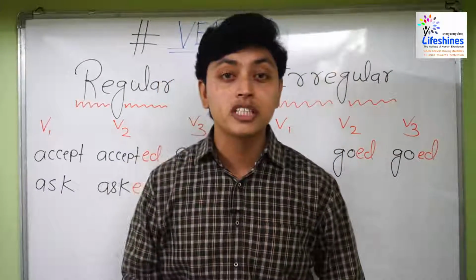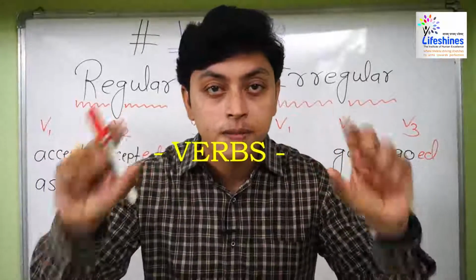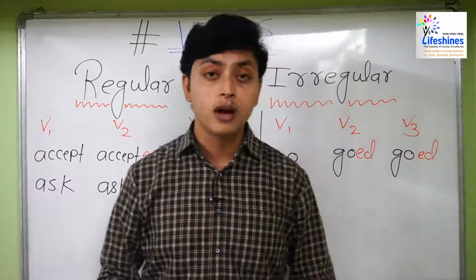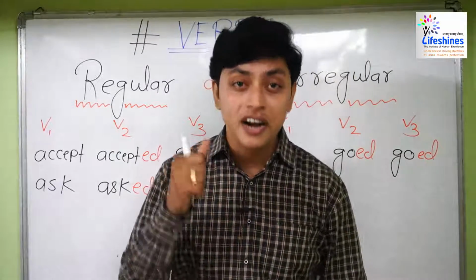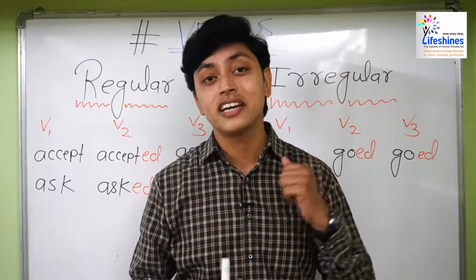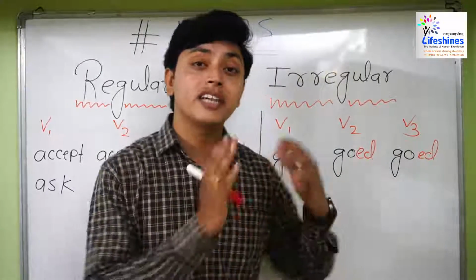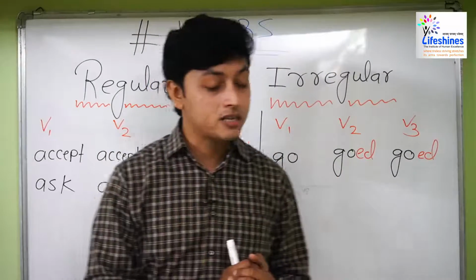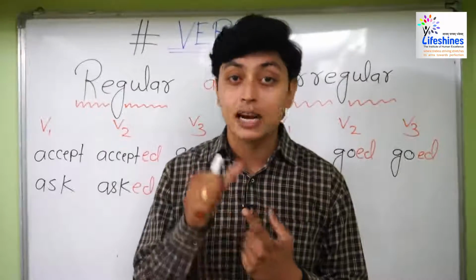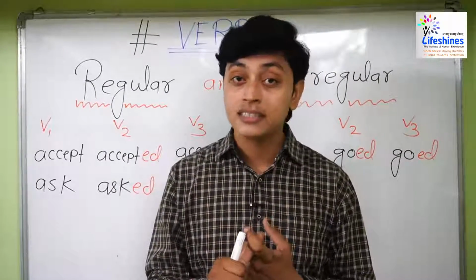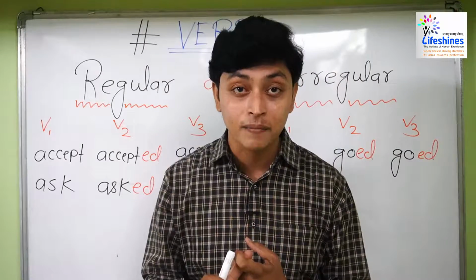Today we are going to discuss verbs. When it comes to verbs, we tend to know two kinds: regular verbs and irregular verbs. As far as irregular verbs are concerned, forming the second and third form, that is simple past and past participle, is really hard.